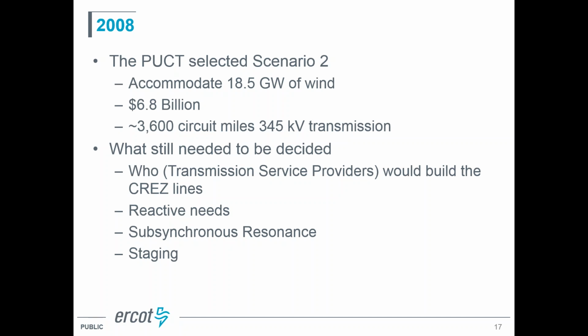And then staging. I think it was recognized early on that with 3,600 miles of transmission, you're not going to put that in place all at once, and that there were going to be some lines that were more important than others. I think the PUC really wanted to explore which lines should go in first, which were the priority lines, and so those were all things that were decided over the next couple of years.